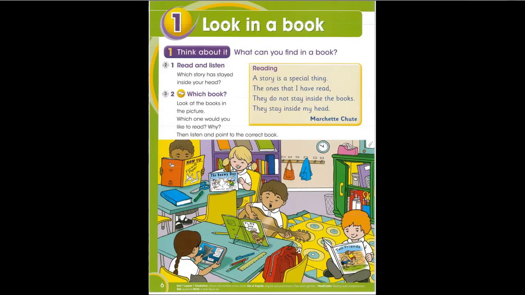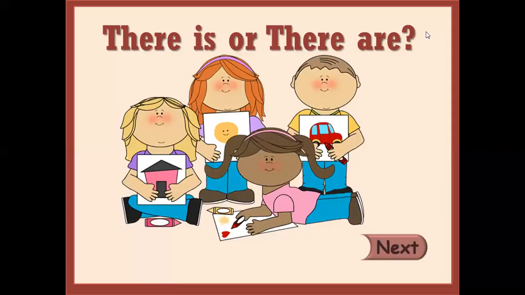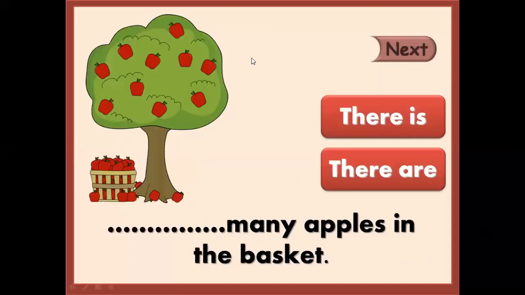But for the chairs, we are going to use are. Why are we using are? Because they are more than one. The chairs are more than one. So we will use are for plural and is for singular. There is for singular and there are for plural, meaning more than one. Okay.